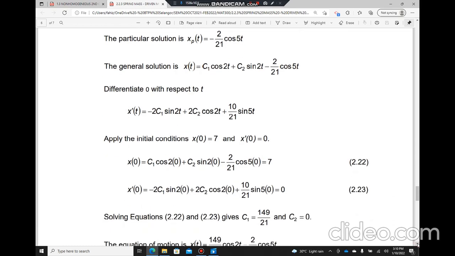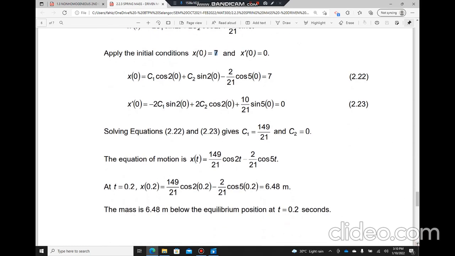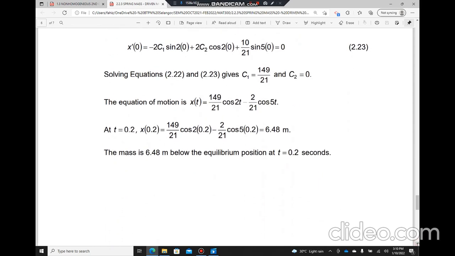So the general solution is settled. Okay, now we need to find the solution based on the initial conditions, using x(0) and x'(0). First we need to differentiate x(t) to get x'(t). After you differentiate, you can apply the initial conditions. x(0) equals 7, not negative here because it is below equilibrium, and then x'(0) equals 0. Substitute x(0) and x'(0) into the equations, so you get equations 2.22 and 2.23. Then solve the equations to get the values of C1 and C2.